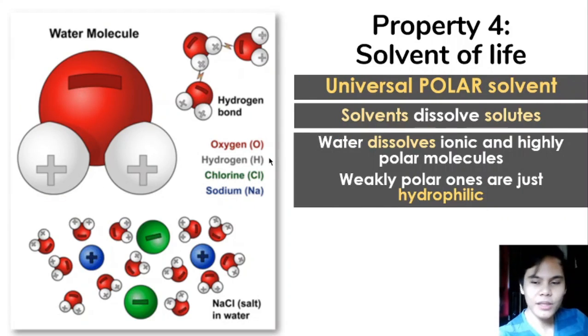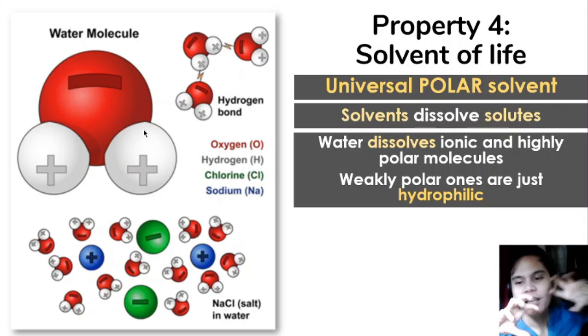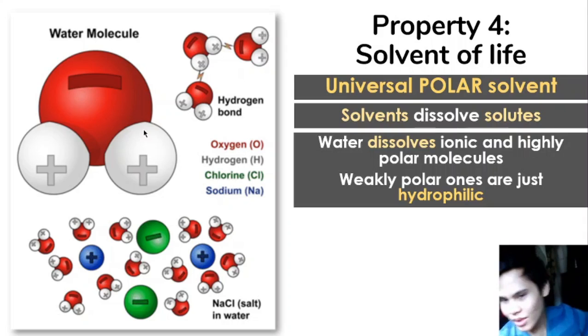And next, property number 4 is the solvent. It's the solvent of life. It's a universal polar solvent. It can dissolve most polar substances, at least over time. So what that means is that it can dissolve ionic and highly polar molecules because of the strong negative and positive charges of its oxygen and hydrogen atoms. So it works against the intermolecular forces of ions and highly polar molecules.